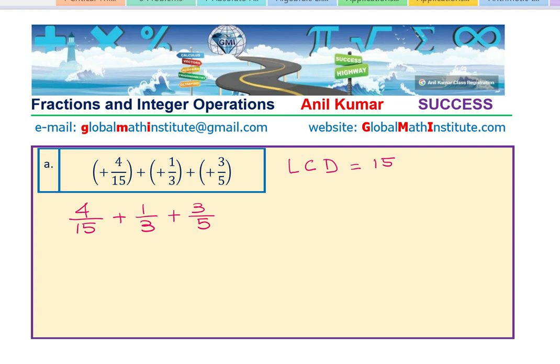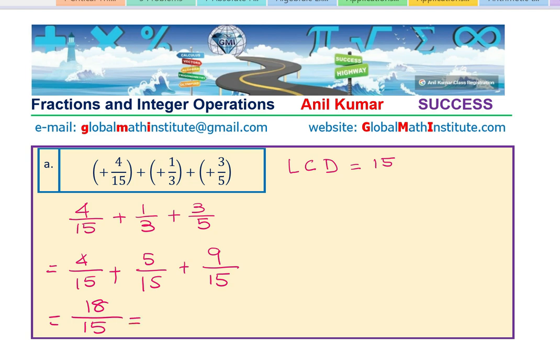And now, since we want to have lowest common denominator of 15, we can rewrite this as 4 over 15. The next term we are going to multiply by 5 will give us 5 over 15, and this with 3. 3 times 3 is 9, 9 over 15. And now you can add the numerators. 4 plus 5, 9, 9 plus 9 is 18, and we get 18 over 15.